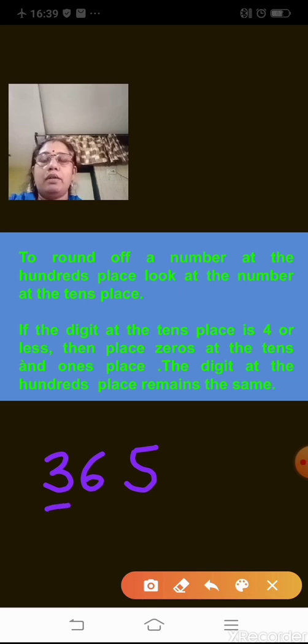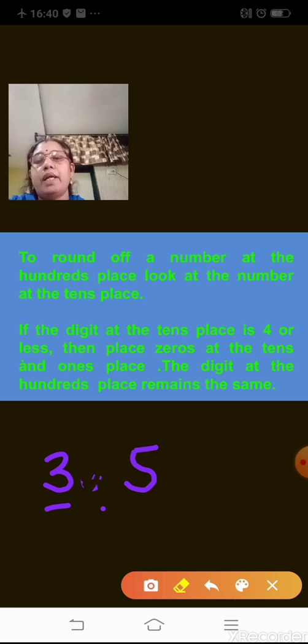You will underline the number 3 which is in the hundreds place. To round off a number at the hundreds place, look at the number at the tens place. Now what is the number at the tens place? It is 6. If the digit at the tens place is 4 or less, let us take a number less than 5.